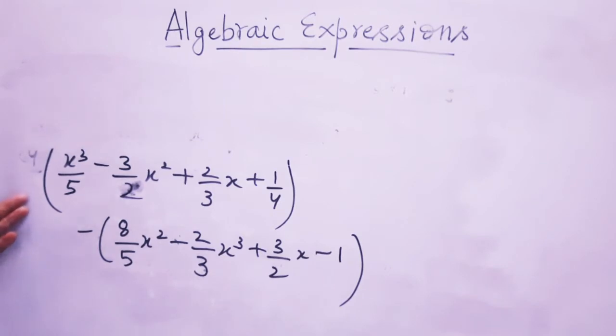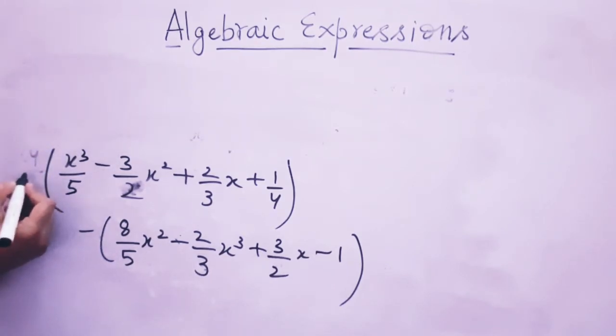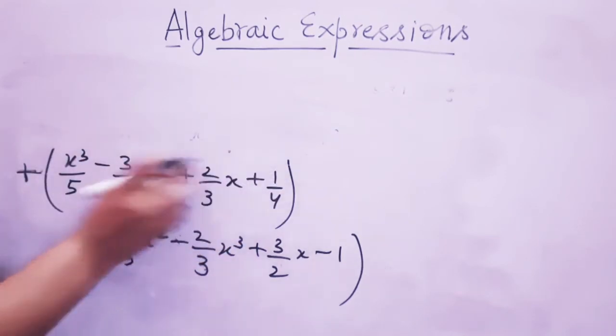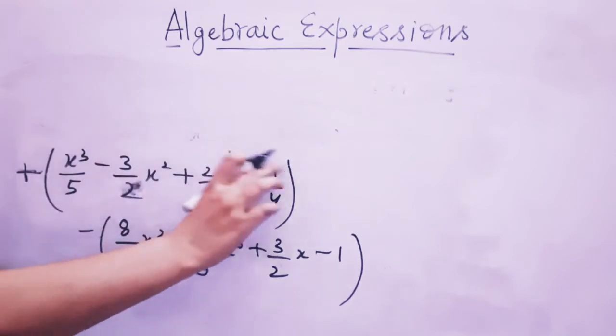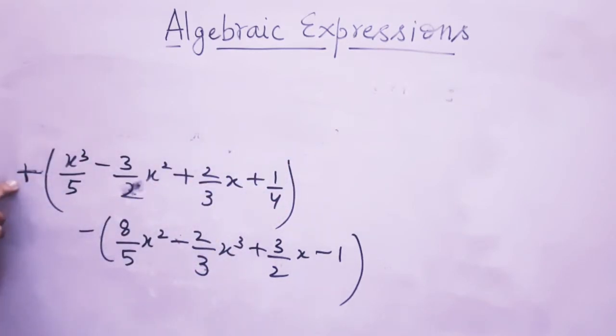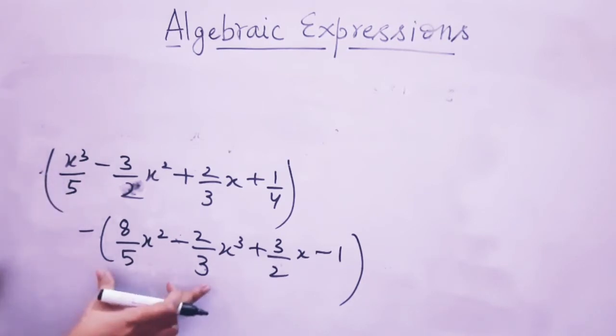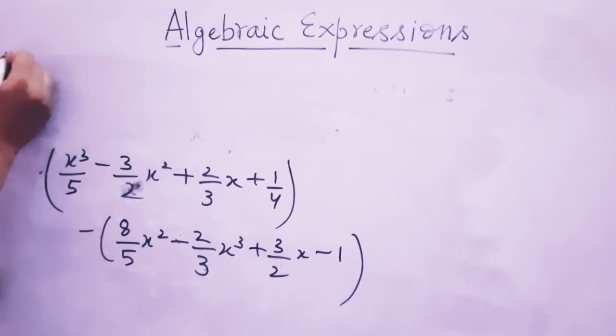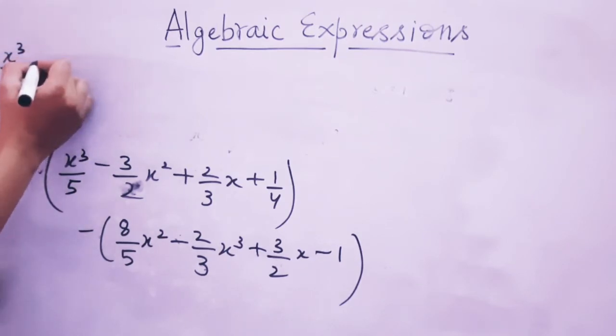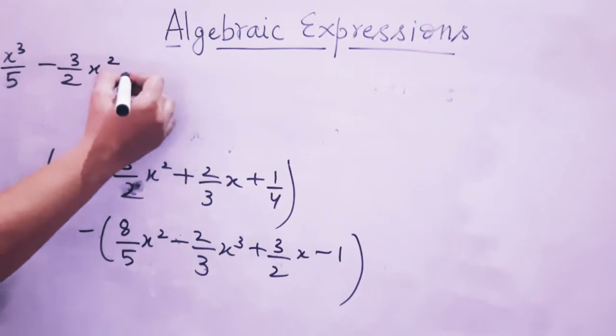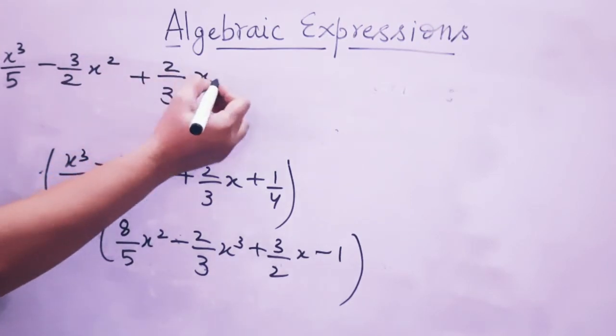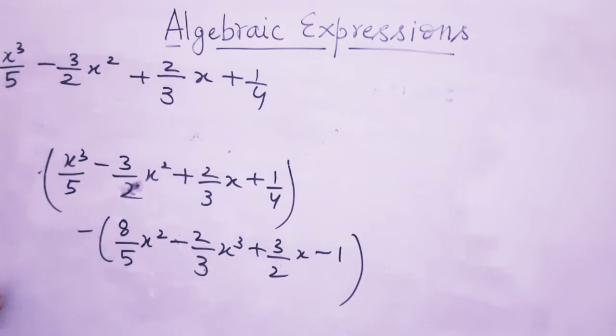So the first algebraic expression is not having any sign, which means if there is no sign, by default we consider a positive sign. So when a positive sign is given in front of an algebraic expression, there will be no change in the signs of the terms of the algebraic expression. But yes, if a negative sign is given, then there will be a change. You will get to know about this when I am going to open this bracket. So it will be like this: x cube upon 5 minus 3 upon 2x square plus 2 upon 3x plus 1 by 4. Now let me rub this.